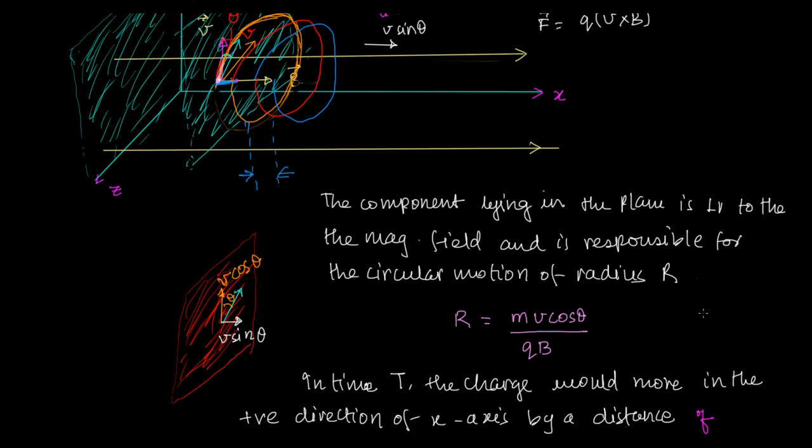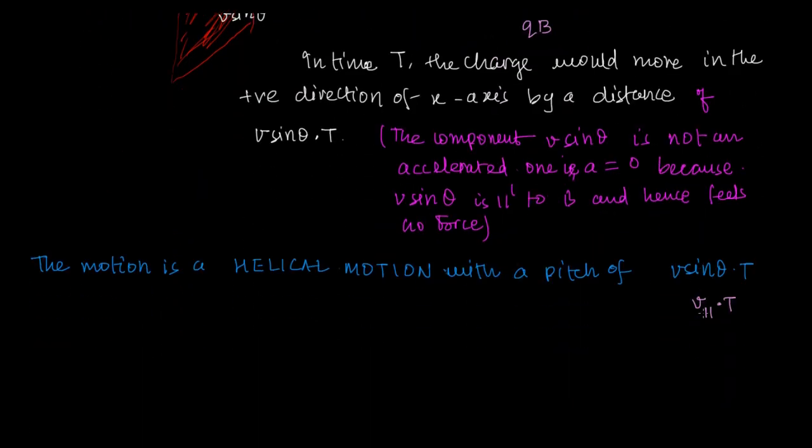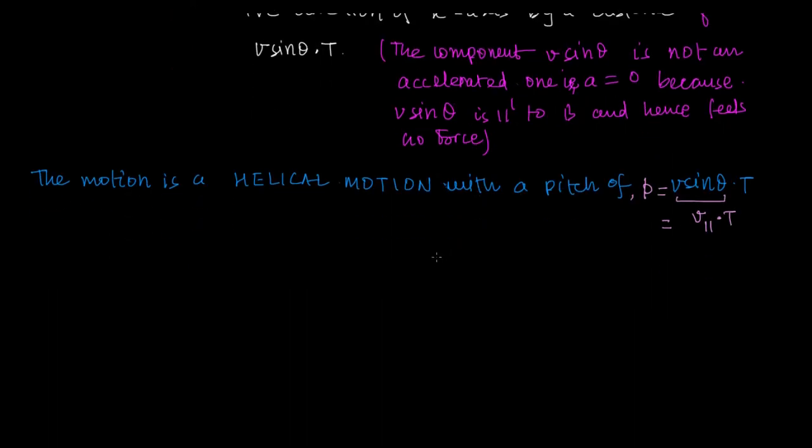We get that? So the motion is a helical one with pitch, pitch is denoted by P. That is equal to this, or if you decide to call this V parallel, then that. Okay, when you decide to call that V parallel, then V cos theta becomes V perpendicular, right? V perpendicular. So your radius becomes R is equal to m into V perpendicular upon qB. Right?